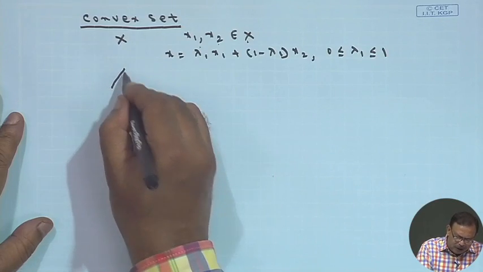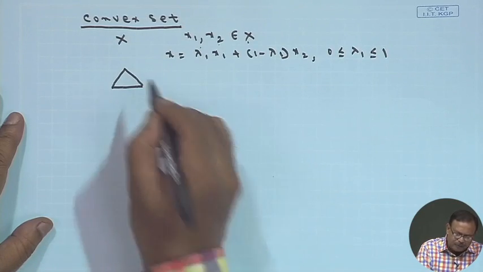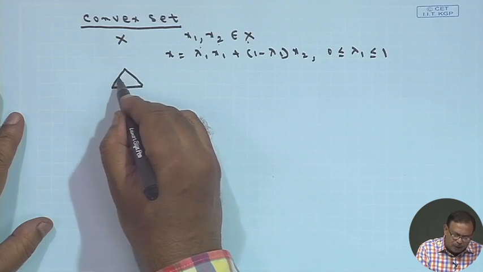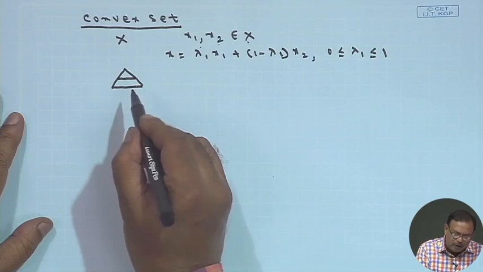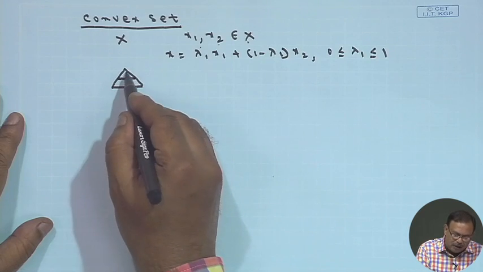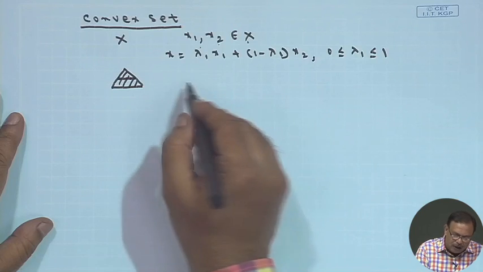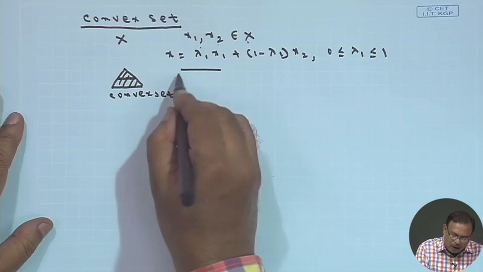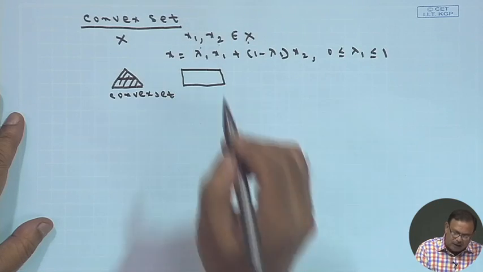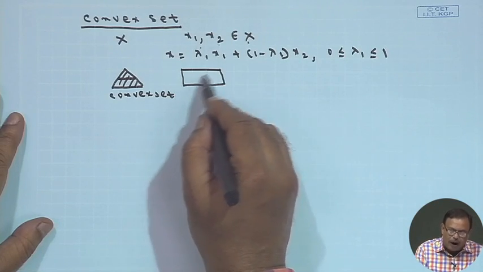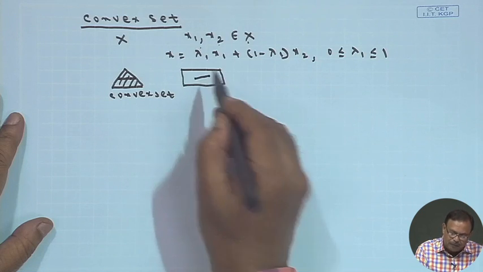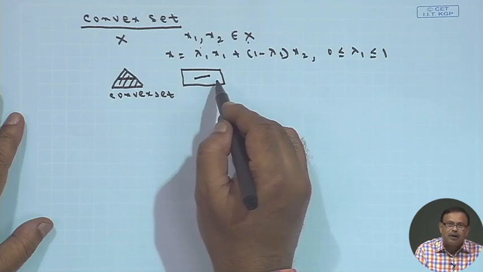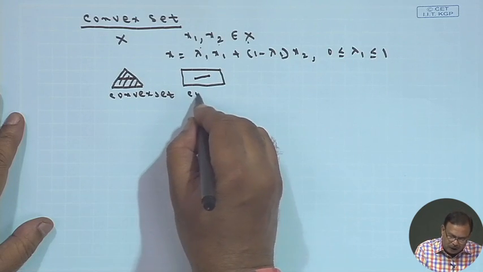For an example, it will be easy if I take any triangle set. This is a convex set. You take any 2 points here, suppose I am taking this and this, if I join this, all the points lie inside this convex set only. Similarly, if I take a rectangle like this, then any 2 points you take here, you join them, all the intermediate points will lie inside this rectangle only. So, this will also be a convex set.